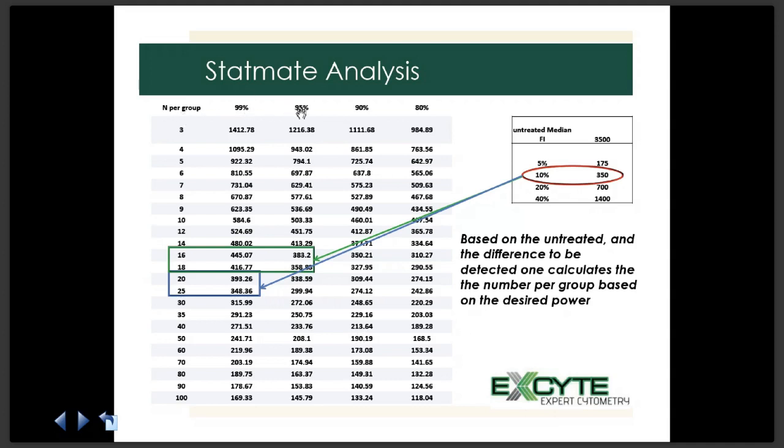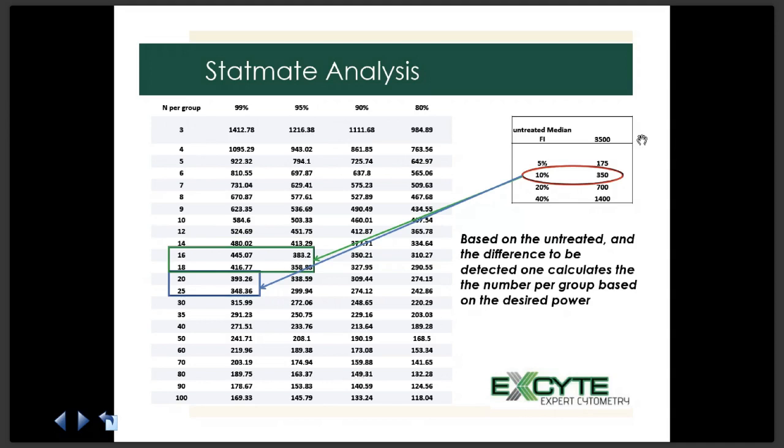Across the top are different power levels from the 80th percentile up to the 99th. Down the side here is an N. This is the number of samples per group that you need to measure. And cross-referencing the number of samples with the power will give you a value down here. So what are these values? These values are estimates based upon the difference between the control and the experimental population you're trying to find.